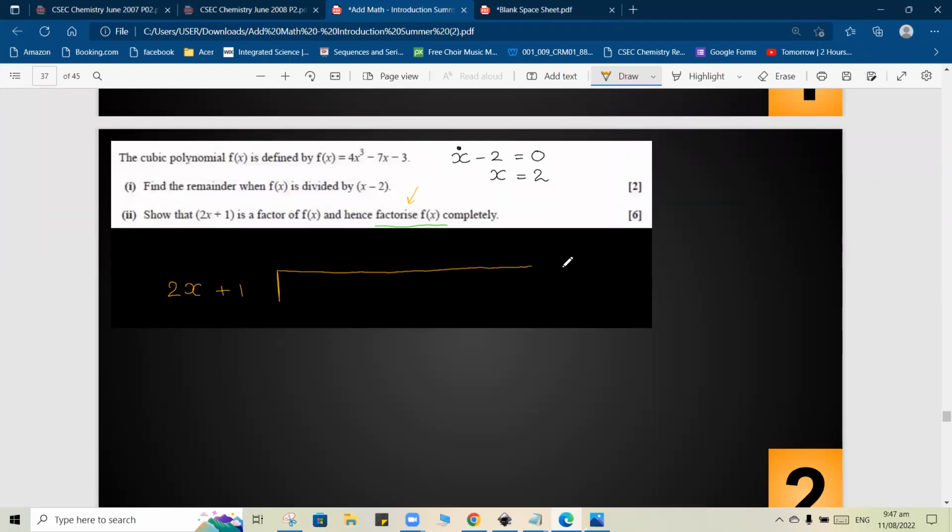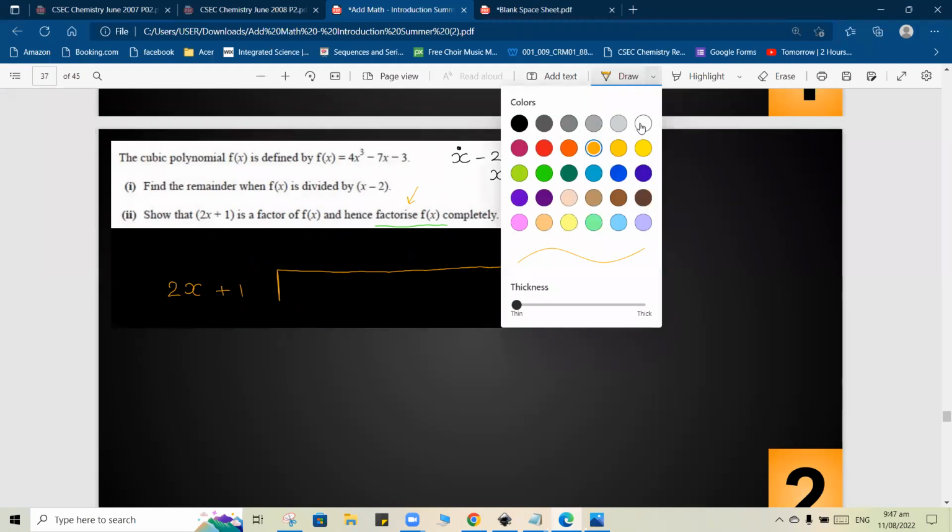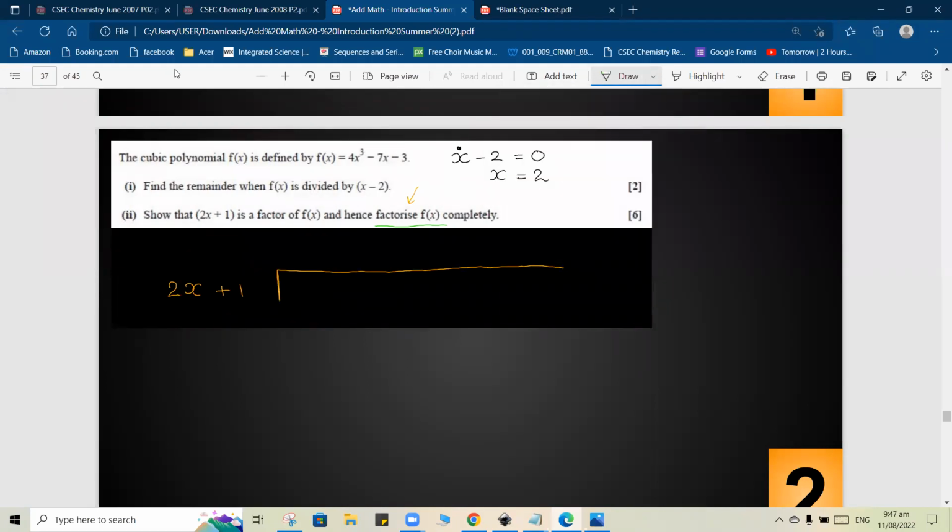Now here's the little trick, right? When we're doing it the long way, you must have a gradual decrease of the powers, like how you have 4x cubed here. You notice after that it's supposed to have an x squared, but the examiner didn't give us an x squared. So to make it work, you're going to have to put 0x squared, or otherwise you will not be able to divide it. And then you put the minus 7x and the minus 3.